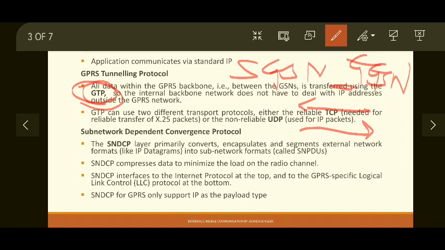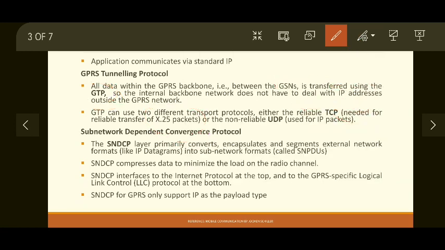Now, the choice of TCP or UDP is dependent on which network layer protocol the packets are coming from. For example, if the external packet data network uses X.25 packets, which requires reliable data delivery, then you have to use TCP. Okay, so I am repeating again. If the external data network is using X.25 for network layer, then GTP has to go for TCP for transportation of packets to the SGSN or towards the external network.